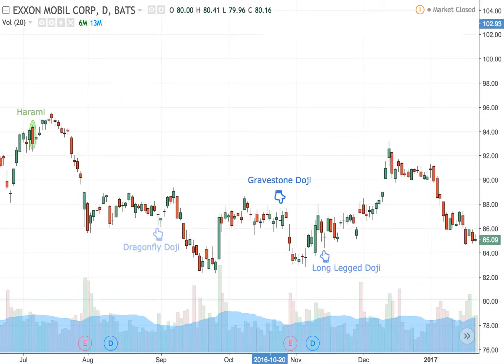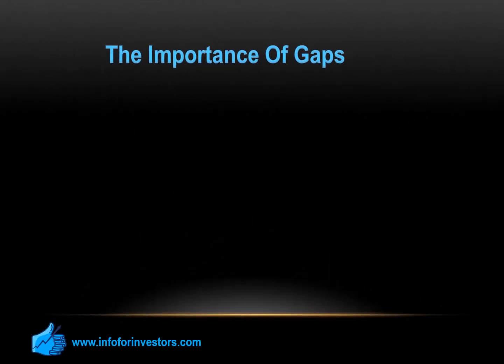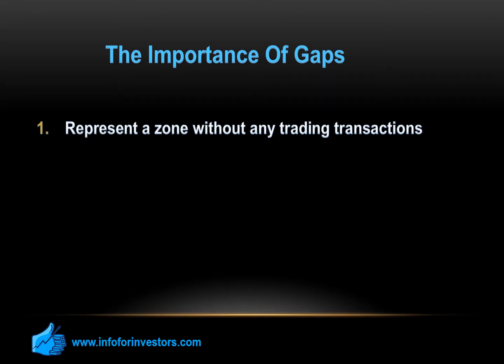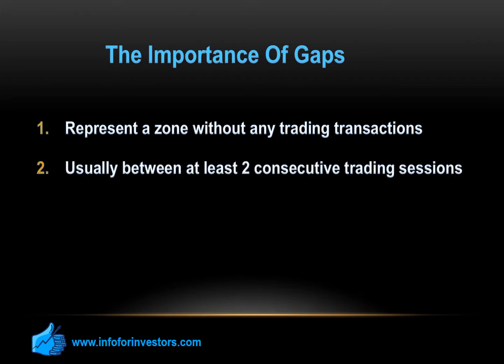The third and the last lesson is related to the importance of gaps in Japanese candlestick analysis. As a lot of candlestick patterns are formed with gaps, it's important to understand what a gap is and how you can use them in your trading. Gaps, also called windows, represent a zone without any trading transactions, usually between at least 2 consecutive trading sessions, and can be subdivided into 4 categories: common gaps, breakaway gaps, runaway gaps, and exhaustion gaps.